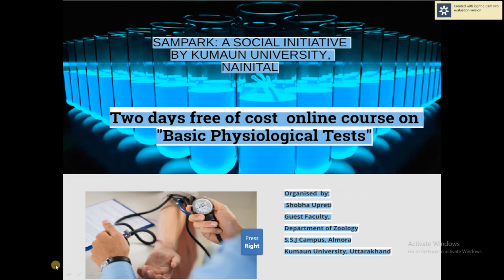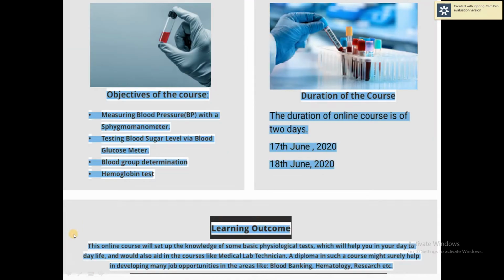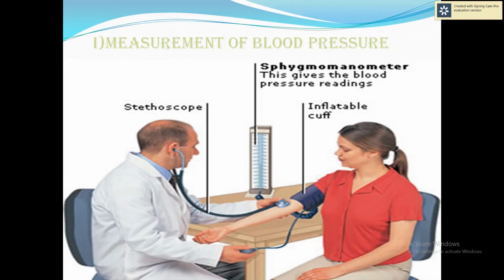The topics to be discussed are measuring blood pressure with a sphygmomanometer, testing blood sugar level by blood glucose meter, blood group determination, and hemoglobin test. As this is a 2 days online course, we will discuss two topics each day. So, for the first day, we will be discussing measuring blood pressure with a sphygmomanometer and testing blood sugar level by blood glucose meter. So, now let's jump into the first topic, which is measurement of blood pressure.